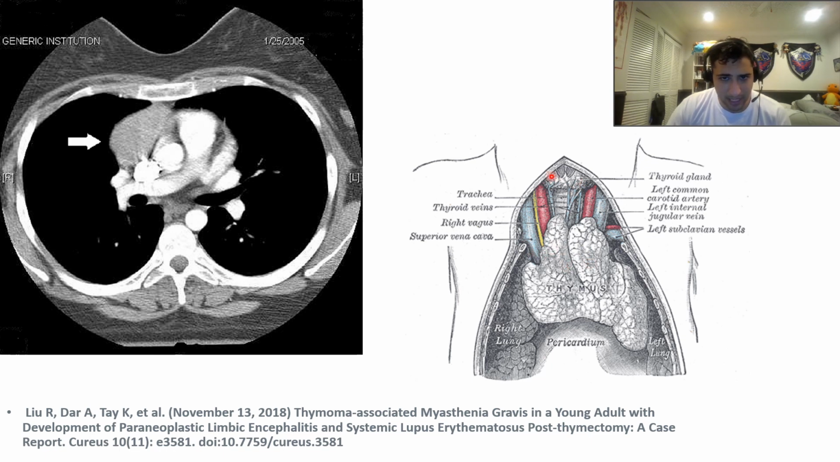Here's the thyroid gland. Here are the left common carotid artery, the internal jugular vein associated with it, the left subclavian vessels. Here's the superior vena cava coming behind it, and it'll go into the heart. You have your windpipe right here in the middle, and you have some nerves. So you can see this is the vagus nerve. This is probably going to give off the recurrent laryngeal nerve. So when you're doing surgery on the thymus, if you accidentally nick this recurrent laryngeal nerve, you'll have voice hoarseness, etc. That's besides the point.